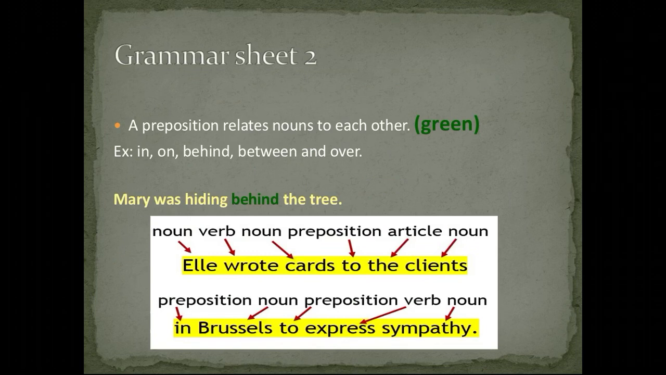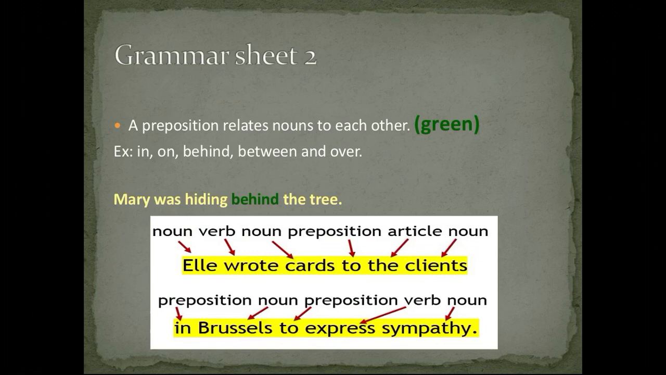Okay, guys, so these are examples for sentences with lots of parts of speech. You have to underline them, or in this case here they draw an arrow next to them. So L wrote cards to the clients. Each one they divided. L is a noun, wrote a verb, cards a noun, to a preposition, and so on. Okay, this is an example for it. We have another one.